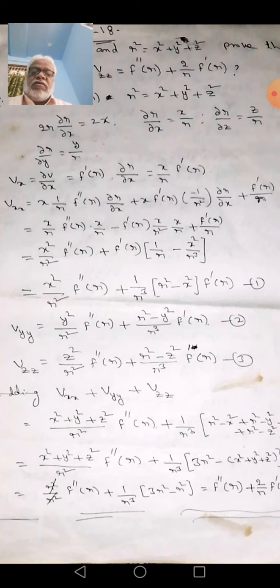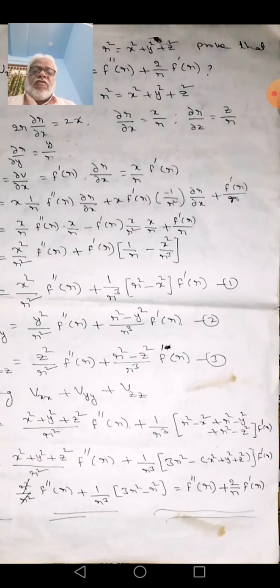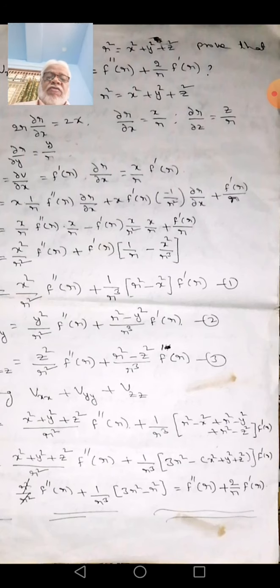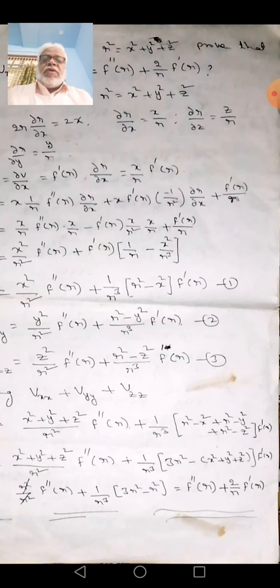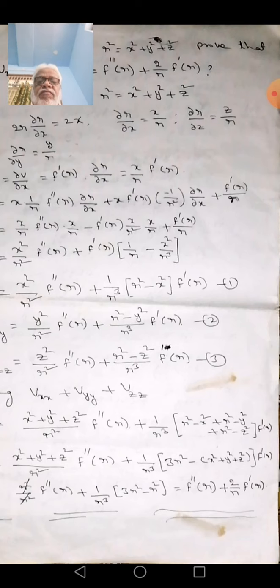plus 1 by r cube is common in all terms, with f dash r common. So what are the remaining terms? r square minus x square plus r square minus y square plus r square minus z square. You see, r square plus r square plus r square, there are 3 r squares. That's why I write here 3 r square minus the remaining terms of x square plus y square plus z square.